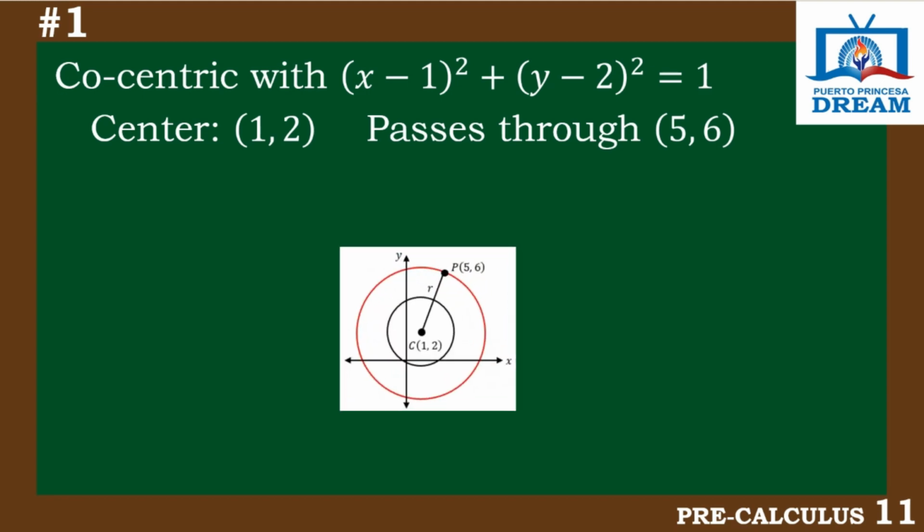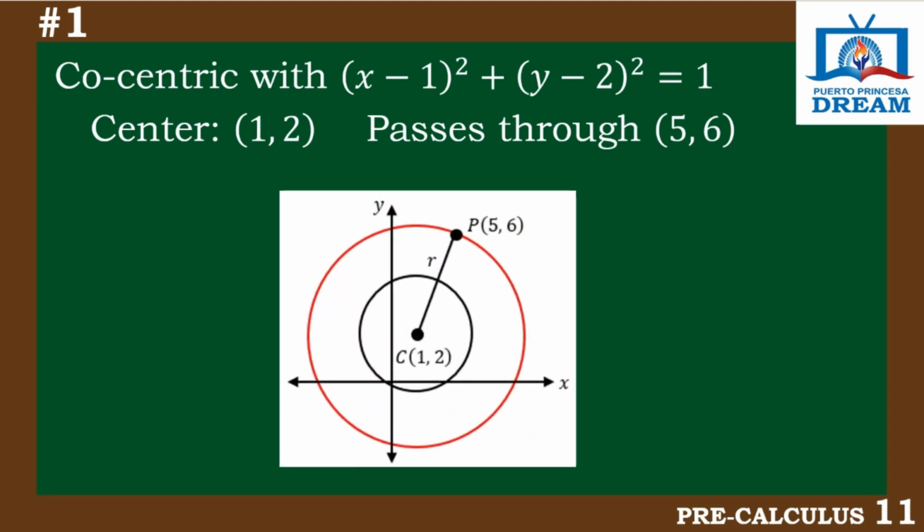Let's take a look at the graph below. We can see that the center 1, 2 of the given smaller circle is also the center of the unknown larger circle. From this figure, the unknown circle is the red one that passes through the point 5, 6.